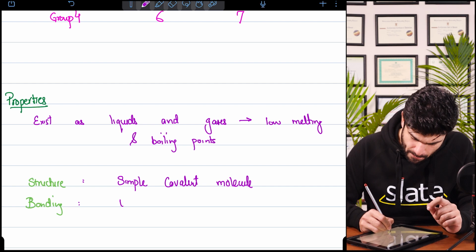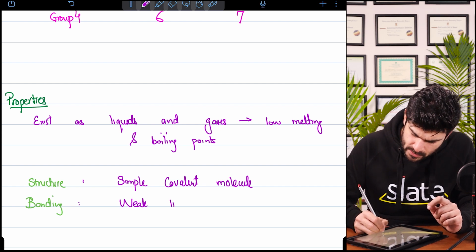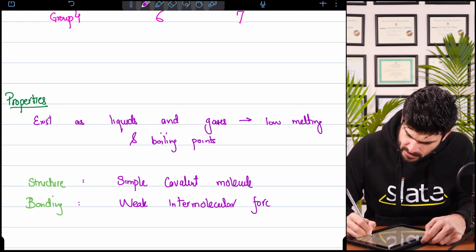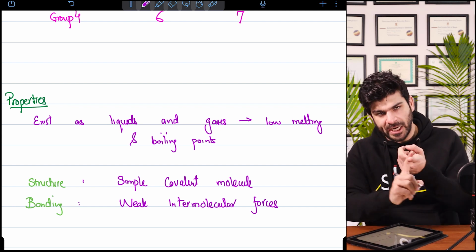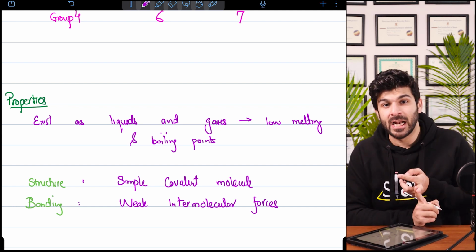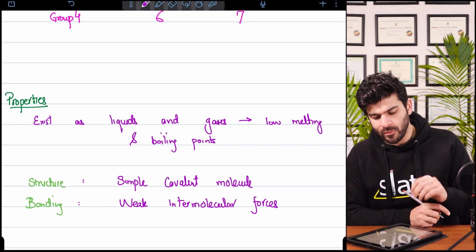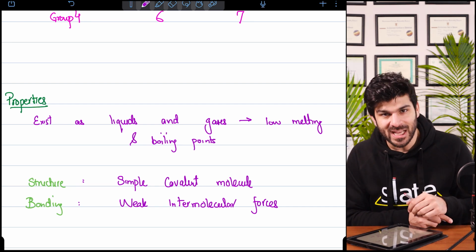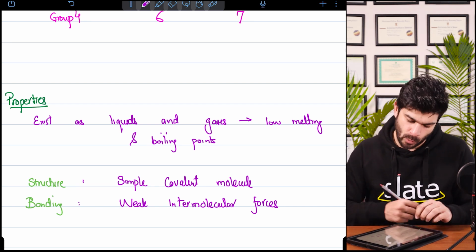And bonding, weak intermolecular forces. For ionic, it was giant lattice structure and electrostatic force of attraction. For covalent, it's weak intermolecular forces and simple covalent compound, hence liquids and gases. Hence, melting and boiling points are low.